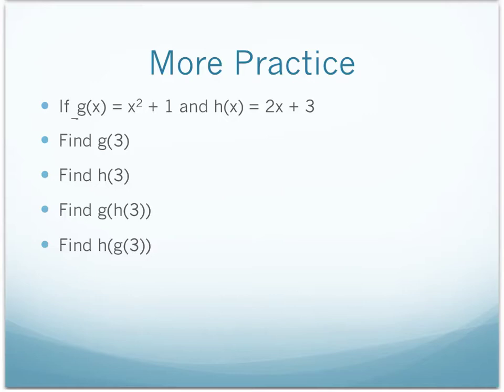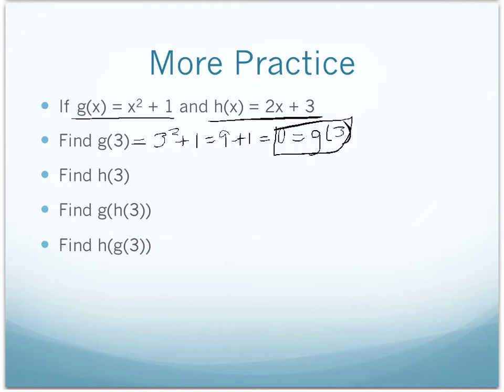Now here we have listed two functions, g of x equals x squared plus 1, h of x equals 2x plus 3. Let's find g of 3. So we'll substitute in 3 squared plus 1, and we're going to get 9 plus 1 equals 10. So g of 3 is 10. Let me rewrite that so you clearly see that. Okay. Now let's find h of 3, which means, again, I'm going to substitute in a 3 every time I see an x. So I'm going to have 2 times 3 plus 3, which is going to give me 6 plus 3, which is 9. So h of 3 is 9.